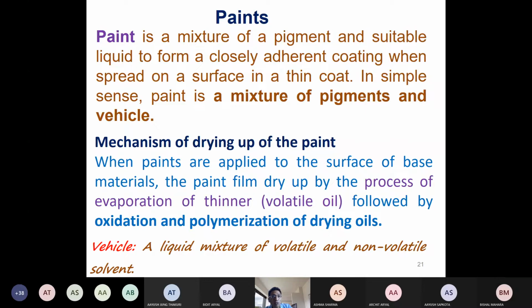Then how is paint dried? The mechanism of drying of the paint: when paints are applied to the surface of the base material, the paint film dries up by the process of evaporation of thinner. Thinner means volatile oil, for example turpentine oil, kerosene. When you do the painting process in your building, the painter will ask you to bring thinner like turpentine oil. Three types of processes occur during drying: evaporation, oxidation, and polymerization of the drying oil.